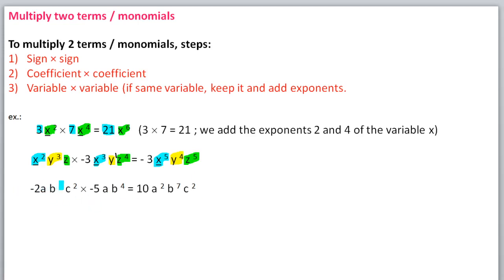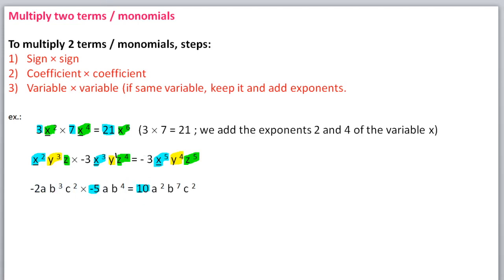Check this. Minus 2ab cubed c squared times negative 5ab power 4. First, we write negative 2 times negative 5, so it's 10. Negative times negative is positive, 2 times 5, it's 10.